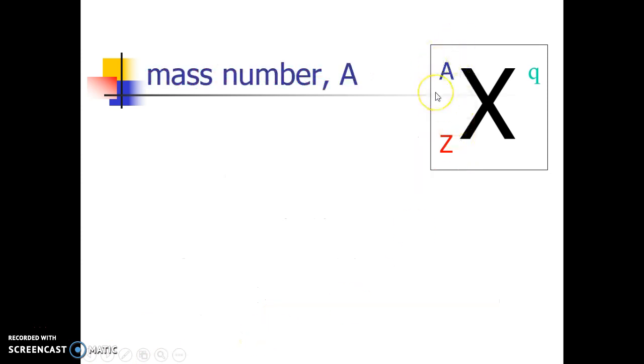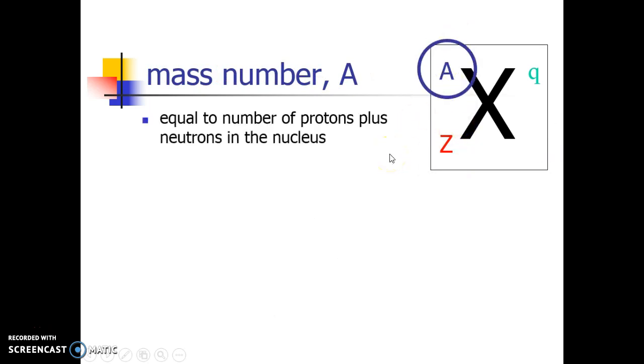All right, the next one we're going to take a look at is the mass number. Mass number is actually equal to the number of protons plus neutrons. And if you think about it, it makes sense because most of the mass comes from the nucleus. And what do you have in the nucleus? Protons and neutrons. So the mass number is really the mass of the nucleus, but the electrons are so tiny we don't really even count those. So to get the mass number, you have to add protons and neutrons together.